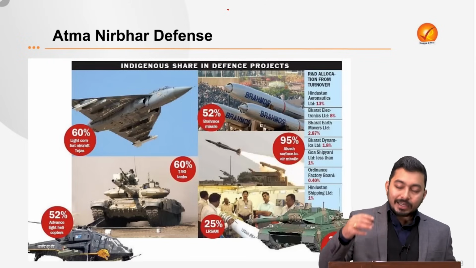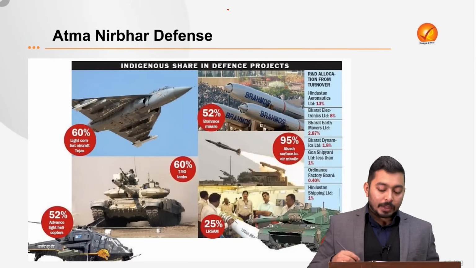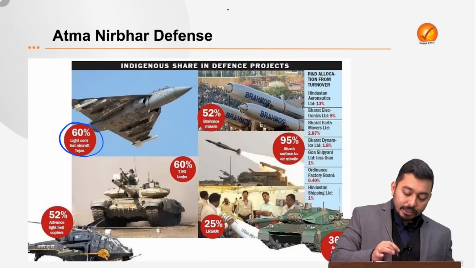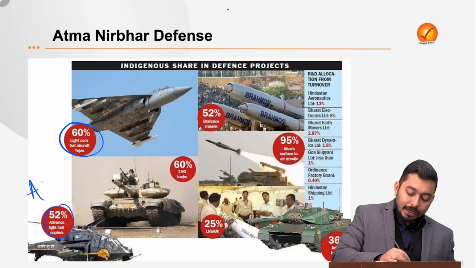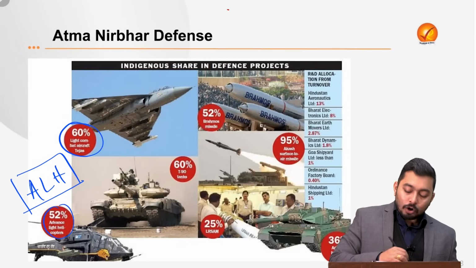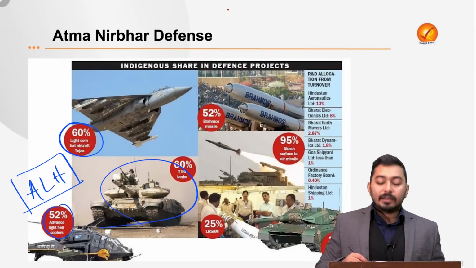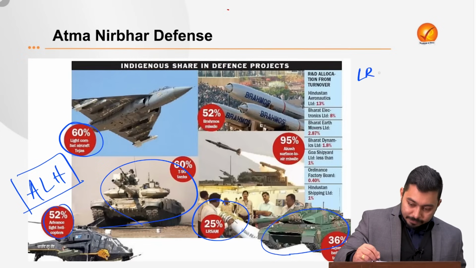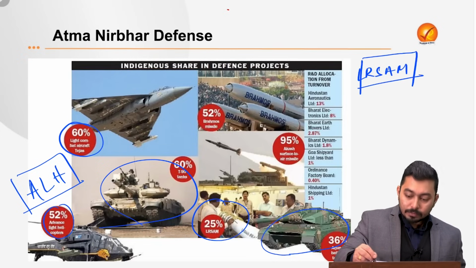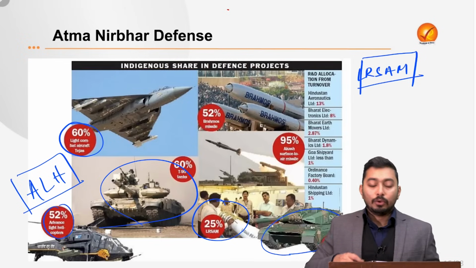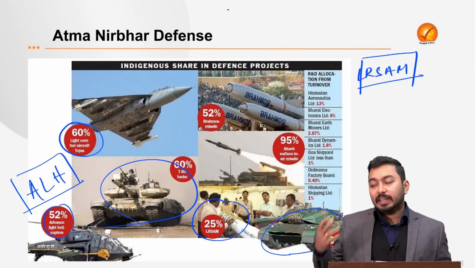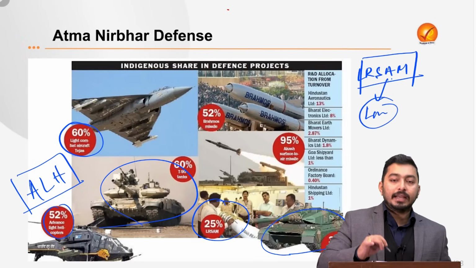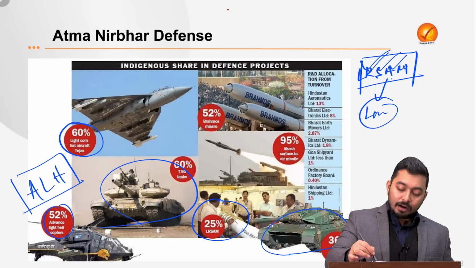Now, some examples that you can keep as case studies and use in any of the answers that you write: your LCA Tejas with 60% indigenization. Then you have ALH, advanced light helicopters. Then you have the T-90 tanks, the main battle tanks. Then you have the Arjun battle tank. Then you have LRSAM. What is LRSAM? Extremely important things for your prelims. Make a list of India's weaponry. It becomes very important for your prelims. LRSAM is your long range surface to air missile.